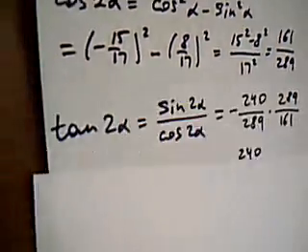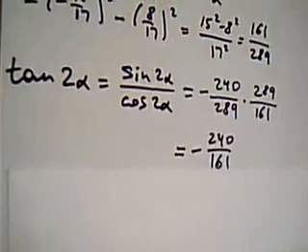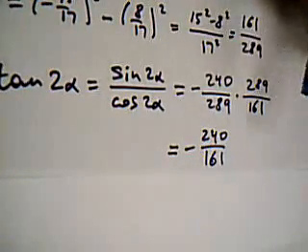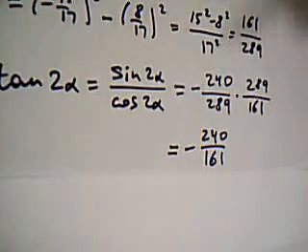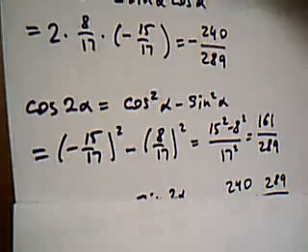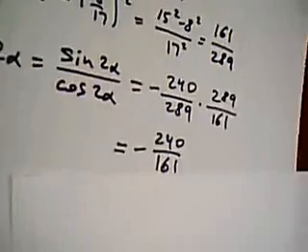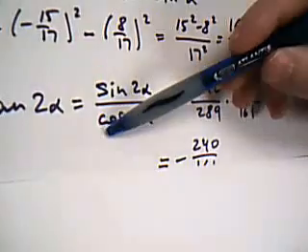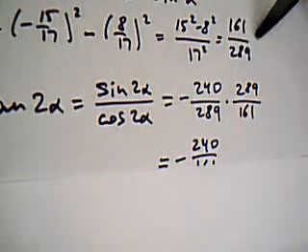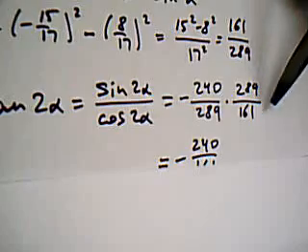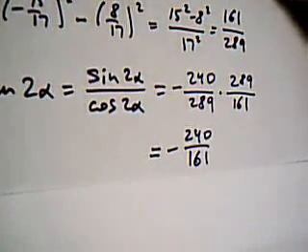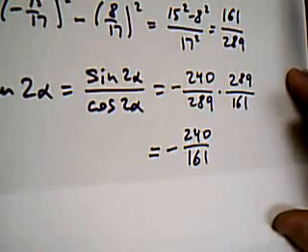And what remains is to find the tangent of 2 alpha. So we can just divide sine of 2 alpha by cosine of 2 alpha. Sine of 2 alpha we found it to be negative 240 over 289, and we divide by cosine of 2 alpha, so we multiply by the reciprocal of this number. 289 cancels, and what stays is negative 240 over 161.